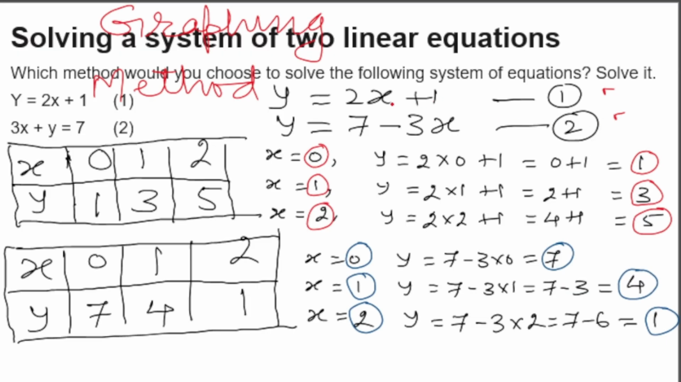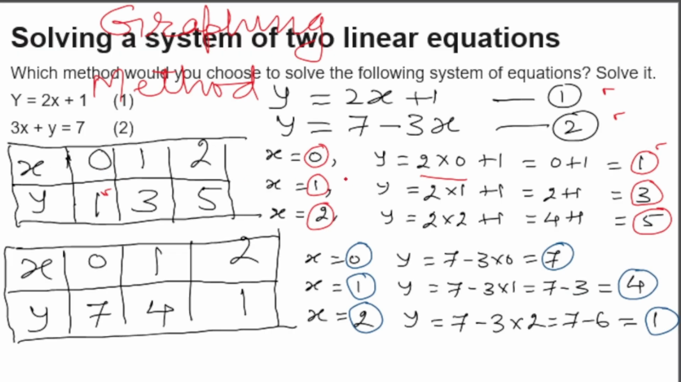Now we'll put values of x. First of all, we'll take x is equal to 0. When we put 0 in the first equation, it will be 2 into 0 plus 1. So 2 into 0 is 0 and 0 plus 1 is equal to 1. So this is the value of y when x is equal to 0 from the first equation.